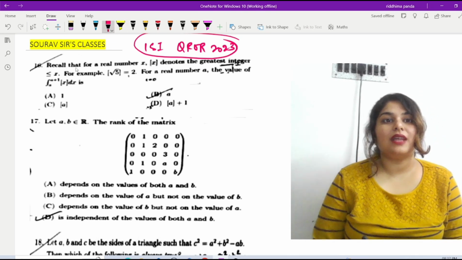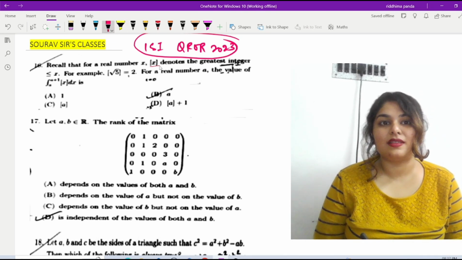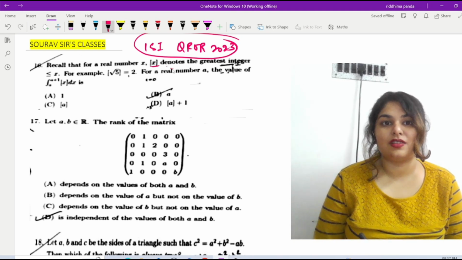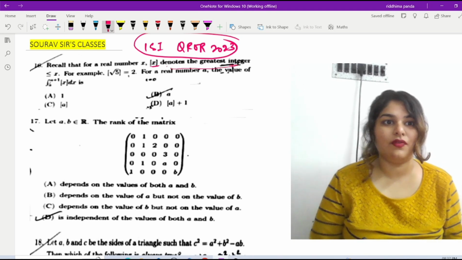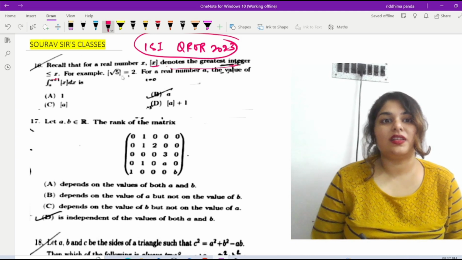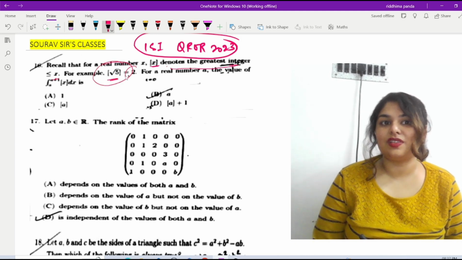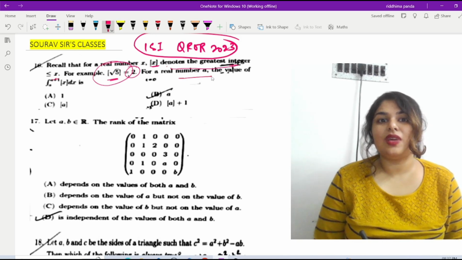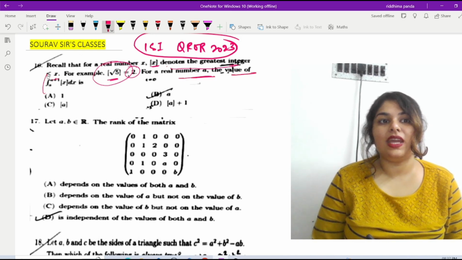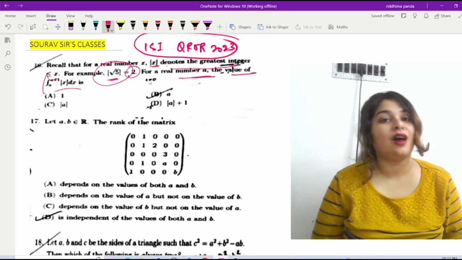The question reads: recall that for a real number x, the greatest integer function denotes the greatest integer less than or equal to x. For example, for root 5, the greatest integer will be 2. So for a real number a, what is the value of the integral from a to a plus 1 of the greatest integer of x dx?